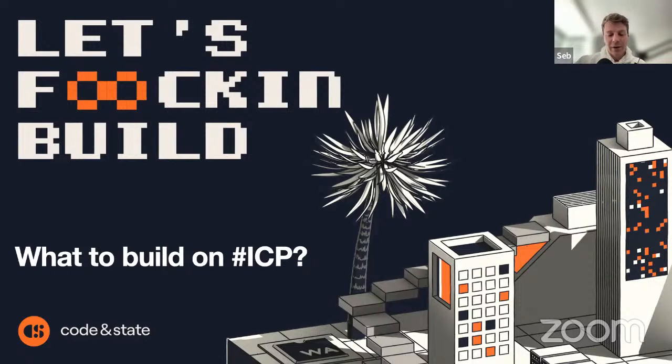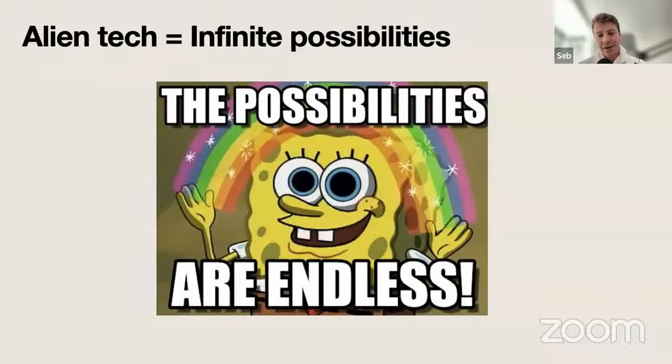And so ICP is Alien Tech. And so there are infinite possibilities. There are infinite things that we could build on the internet computer. And that makes it super hard for someone that is in the position of, I want to learn, but I'm not sure exactly what I want to build. I want to talk about that because I was in this situation, I would say 2-3 years ago when I started to build on the IC.